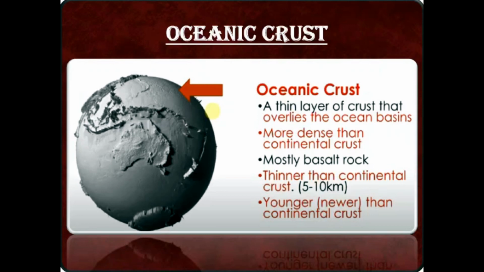This layer is approximately 5 to 10 kilometers thick. The density of this layer is 2.9 grams per centimeter cube to 3.3 grams per centimeter cube. In this layer, basalt and gabbro rocks are mainly found.